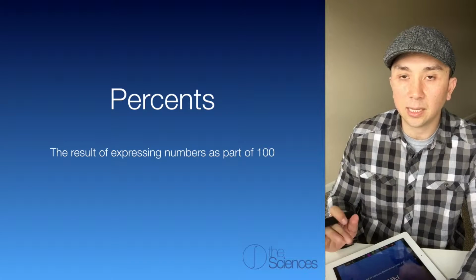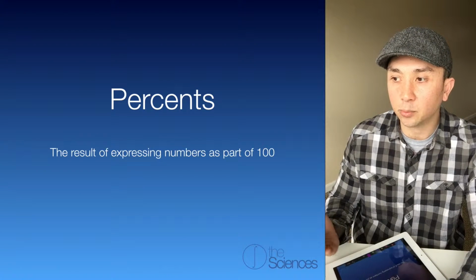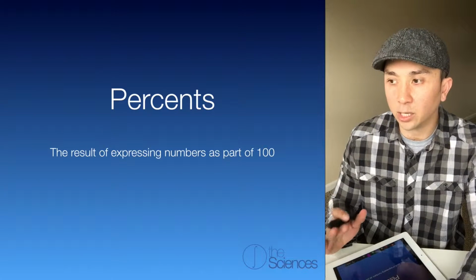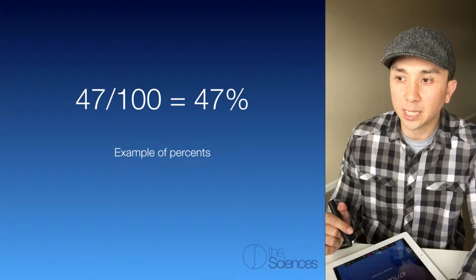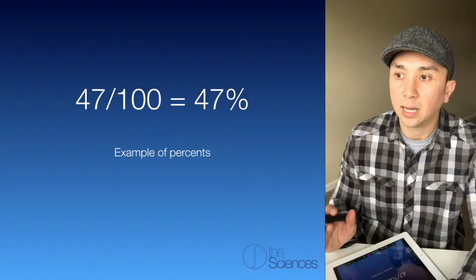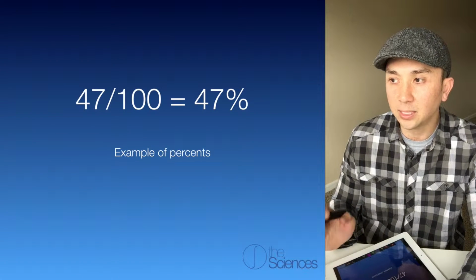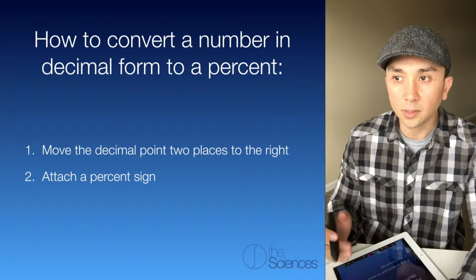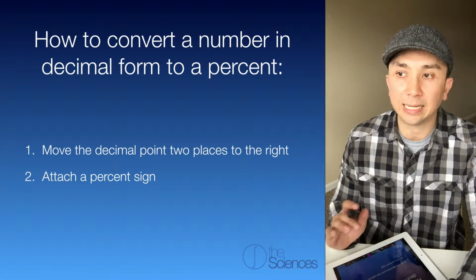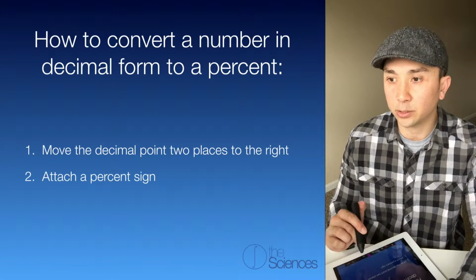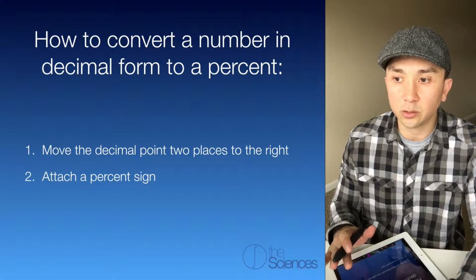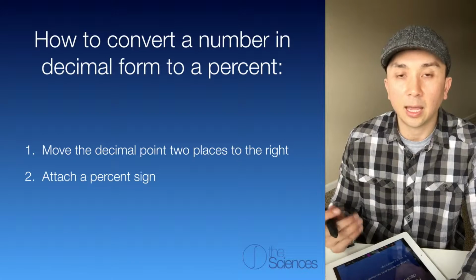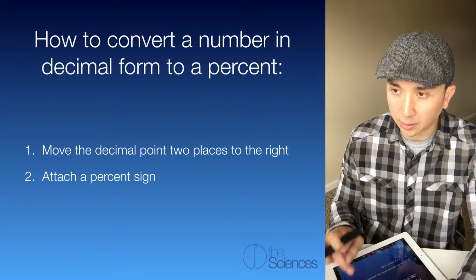Now, percent is the result of expressing numbers as part of 100. So for example, if we have 47 out of 100, that's the same as 47%. So here's how to convert a number in decimal form to a percent. The first thing you're going to do is move the decimal point 2 places to the right, and then you're going to attach a percent sign.